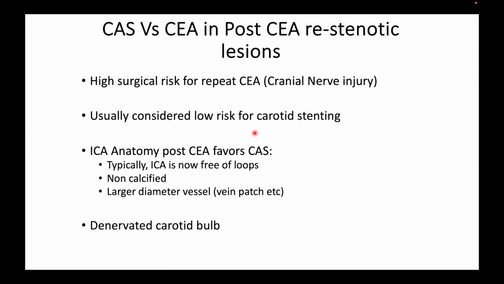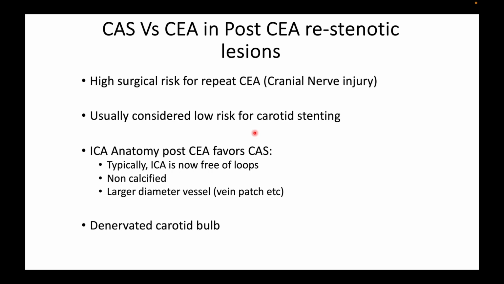What about the patients who undergo carotid endarterectomy and later on present with restenosis in the same lesion? These patients are now going to be high surgical risk for repeat carotid endarterectomy because of the risk of cranial nerve injury. And these are usually considered low risk for carotid stenting. Why are they considered low risk? Because of the internal carotid artery anatomy post endarterectomy.